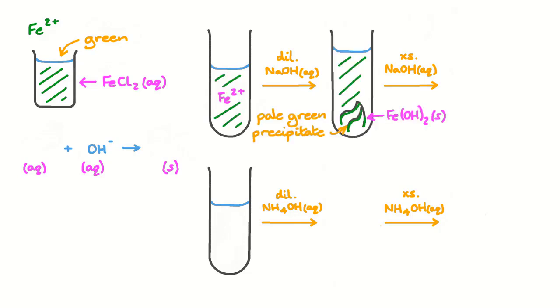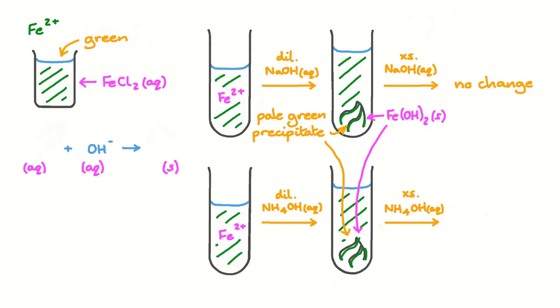Adding dilute sodium hydroxide solution to a solution of Fe2+ will produce a pale green precipitate of iron 2 hydroxide. But adding an excess will have no further effect. Adding dilute ammonium hydroxide solution produces the same pale green precipitate, with an excess also having no further effect. As with calcium, we'll only need 2 hydroxide ions per Fe2+ ion to balance the charges. The next candidate, Fe3+, exhibits very different colours to Fe2+, so pay careful attention to the differences.